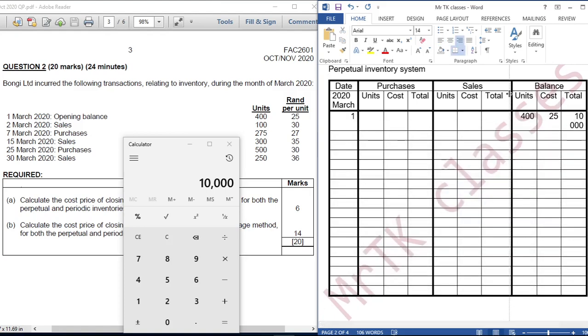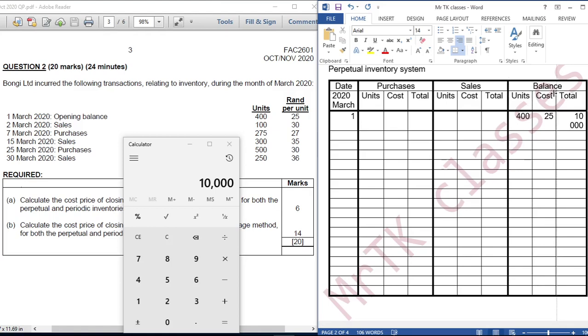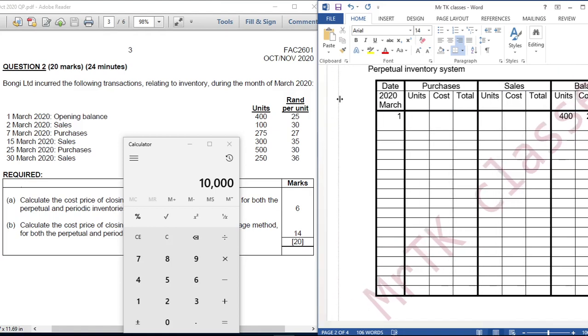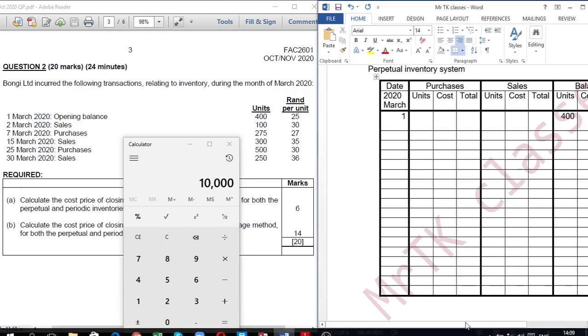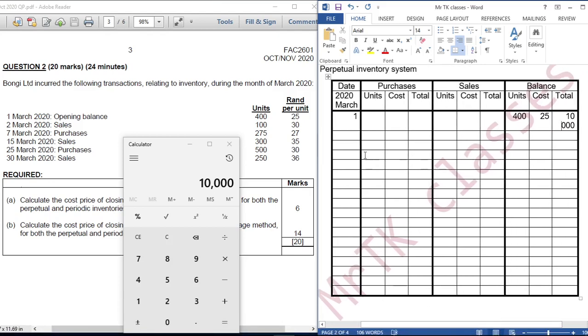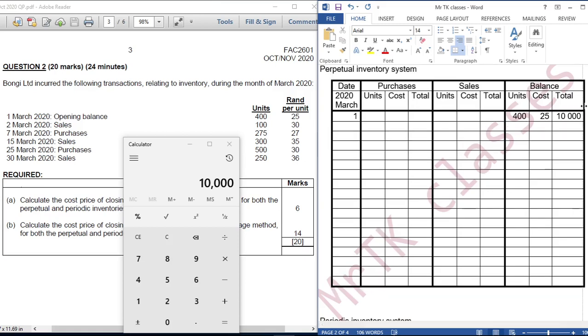So now what we need to do, okay, let me just adjust this. Okay, just wait a minute. Okay, now it's fine. So our inventory at the beginning is 10,000.